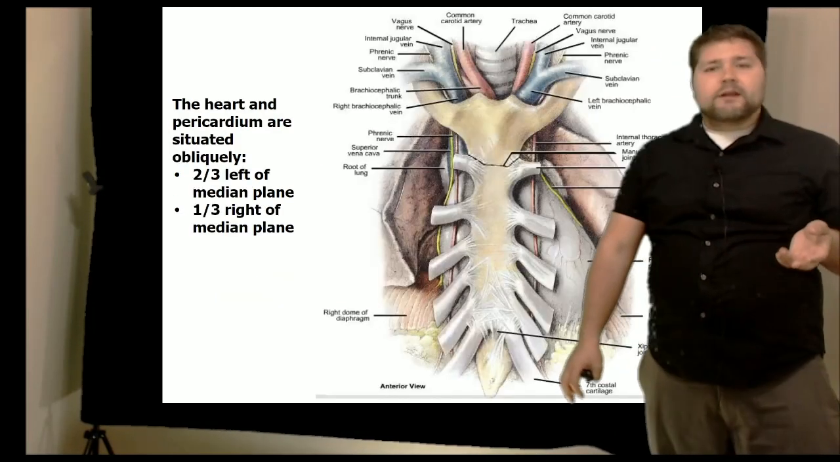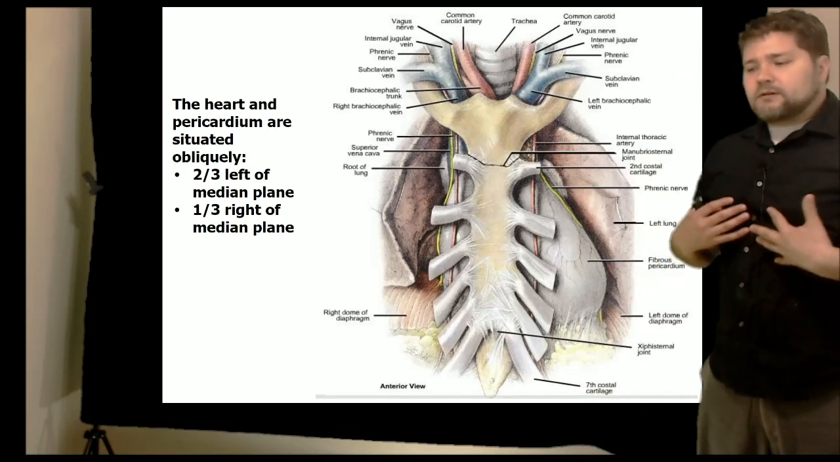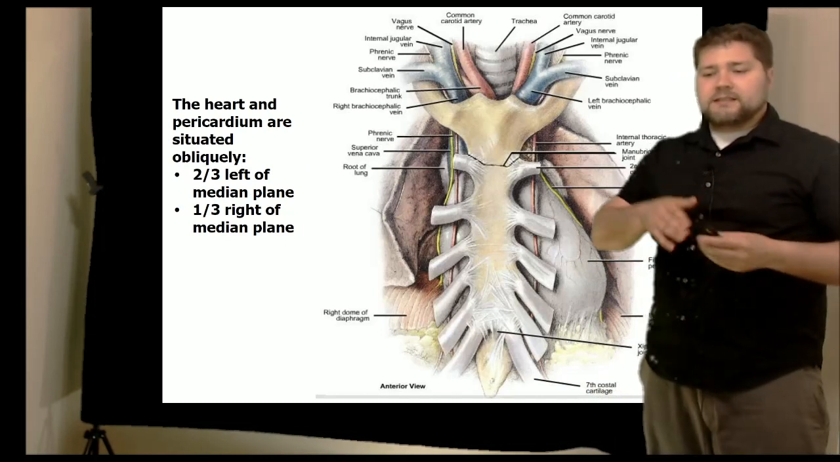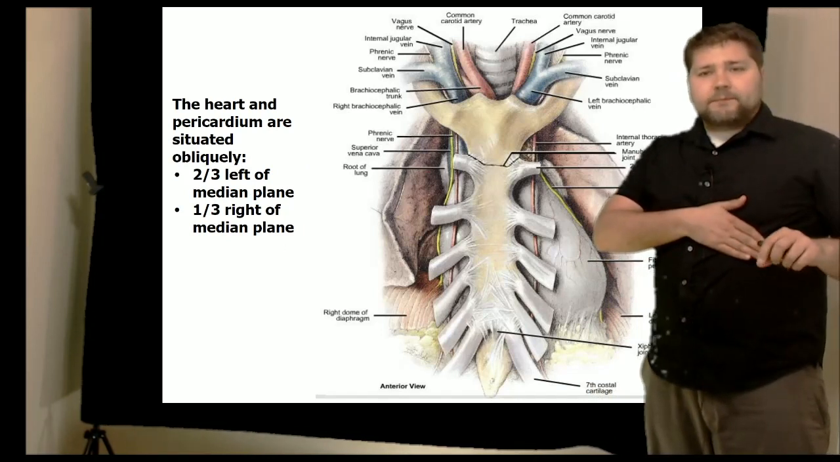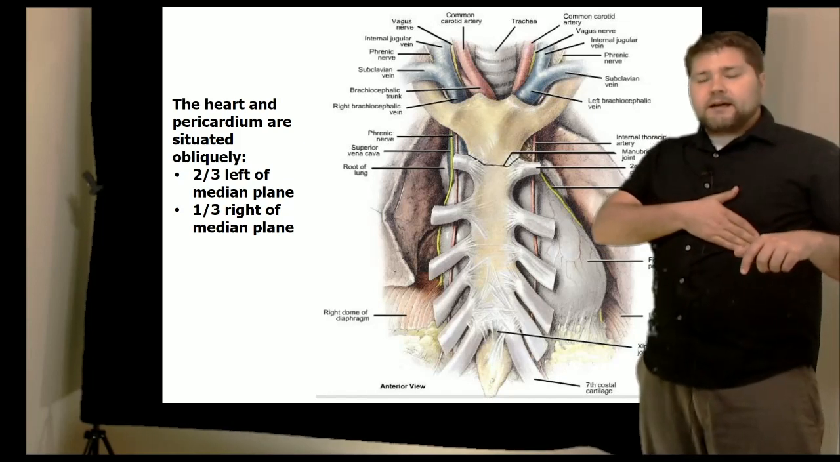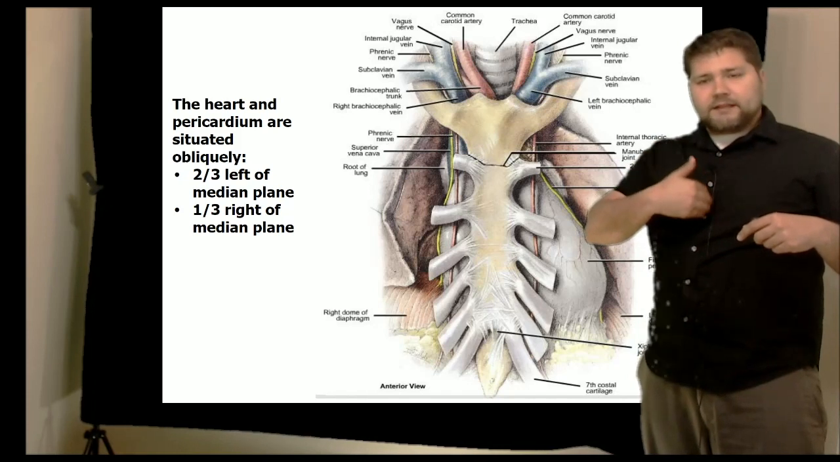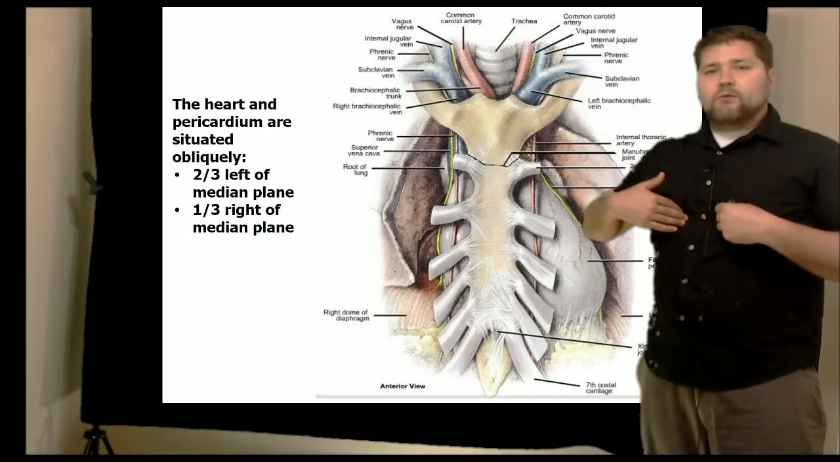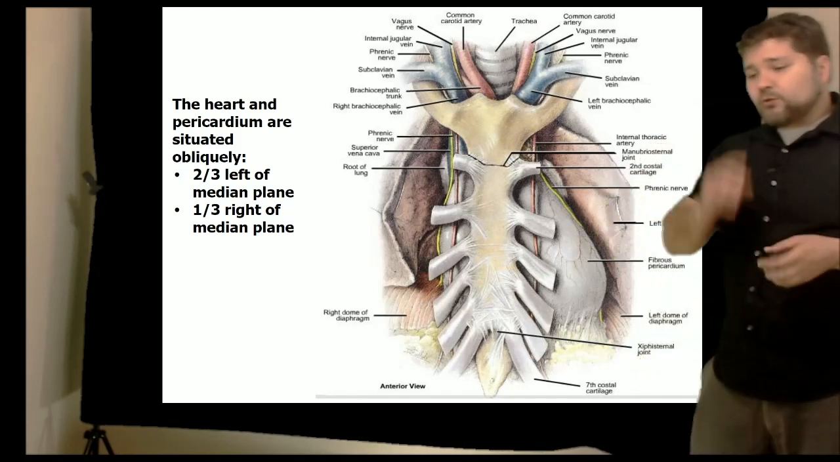As far as where the heart lies, so typically in your classic presentation, the heart is going to dip to the left side of the body. So we say it rides 2/3 left of the median plane. So the median plane is the one that's directly in the middle. And then you only have 1/3 on the right. So that's a classic example where a heart is on the left side.